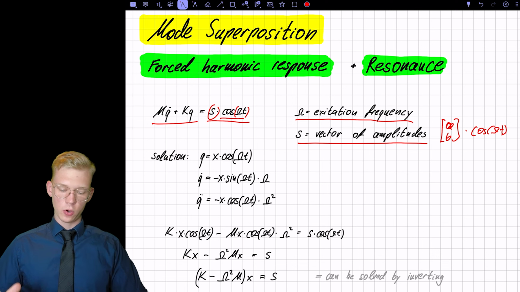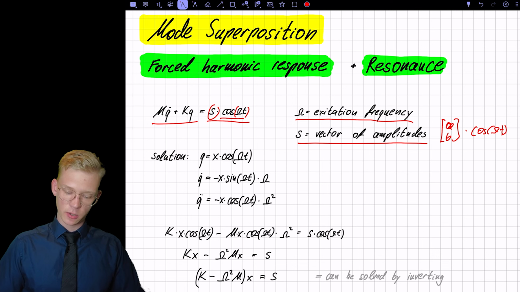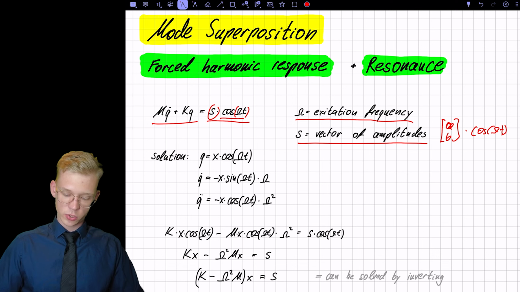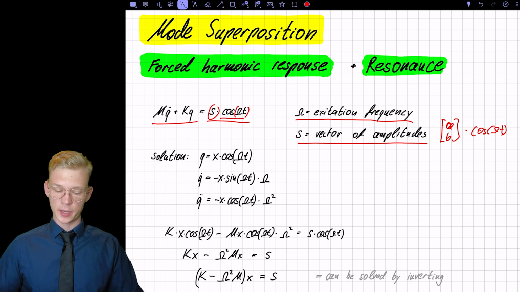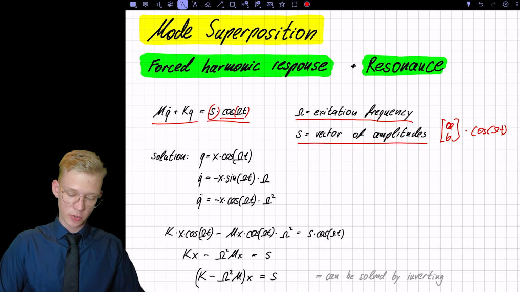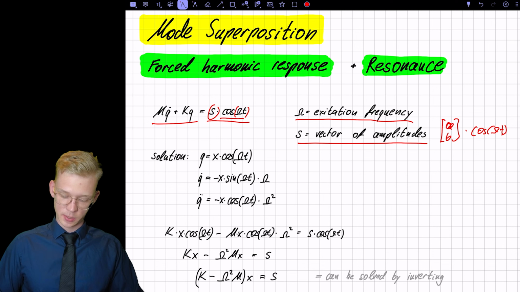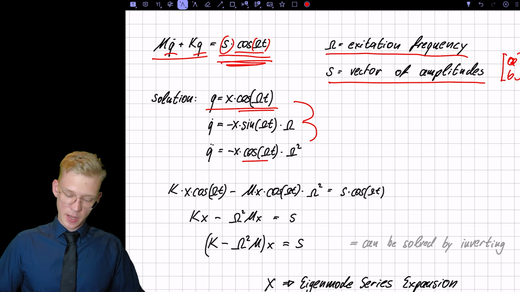So we know that if we have this kind of excitation frequency, our solution has to also have a cosine, because if you derive a cosine once and a cosine twice, you will get again a cosine. So you have a cosine here, a cosine there, and a cosine here. So this will be our solution. The only thing that we need right now is to solve for the x.